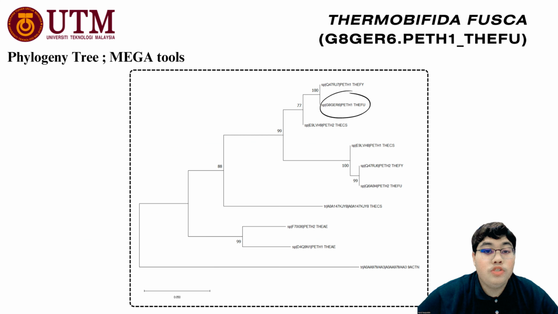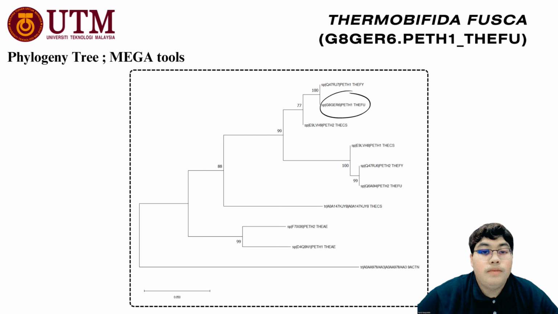Moving on to the phylogenetic tree of Thermobifida fusca, this tree illustrates the evolutionary relationships among the top 10 blast results. The analysis was conducted using sequence alignment and phylogenetic tree construction tools. First, we perform a sequence alignment of Thermobifida fusca using the top 10 blast results obtained from the UniProt KB database. The sequences were aligned to identify similarities and differences.